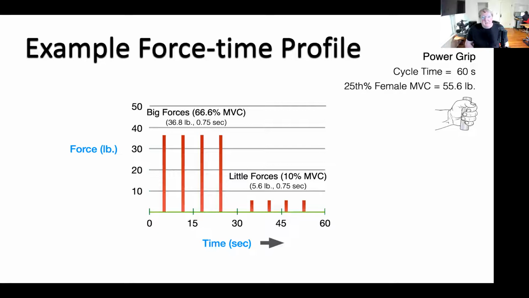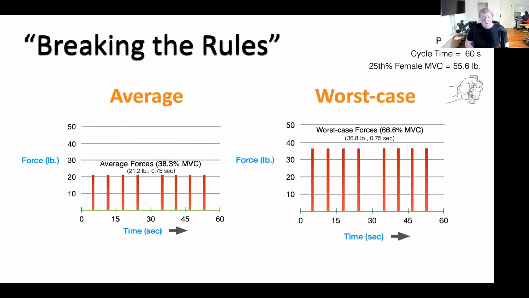Now here's an example. If we have 4 big forces and 4 little forces, this is one kind of example I can put together to help us see this. So say we had 4 big forces and 4 little forces. If we use the average, this is what we see on the left: 8 forces of 21.2 pounds if we averaged all of those. Or if we use the worst case, we have 8 forces of 36.8 pounds.